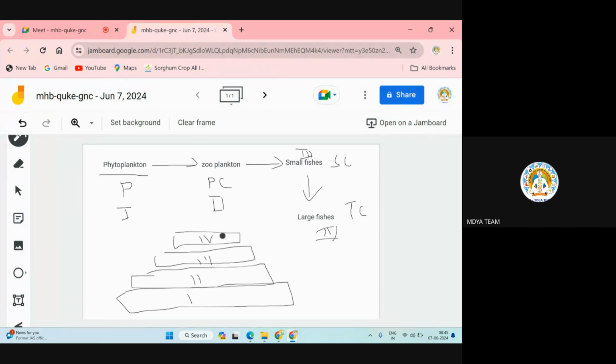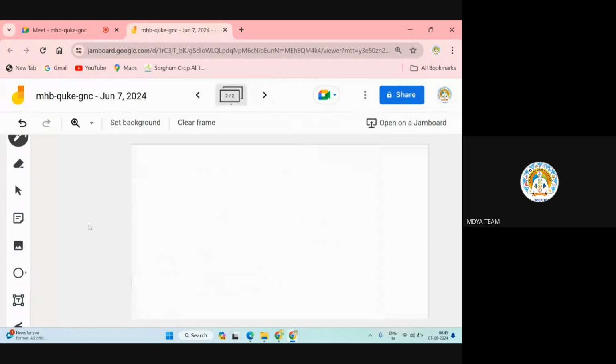Now, very important thing, Lindeman's 10% law.